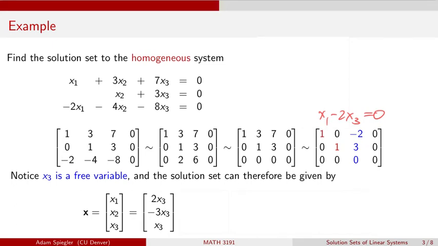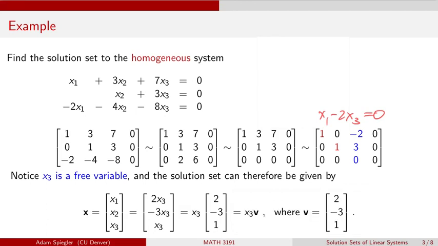And this is fine if we leave our solution in the form that is already here. We could pull out this scalar. So x3 is just a number. So this vector is equivalent to saying the scalar x3 times the vector 2, minus 3, 1, which we can then represent as x3 times v, where v is exactly this vector 2, minus 3, 1. So here's a way of representing the solution as a vector.